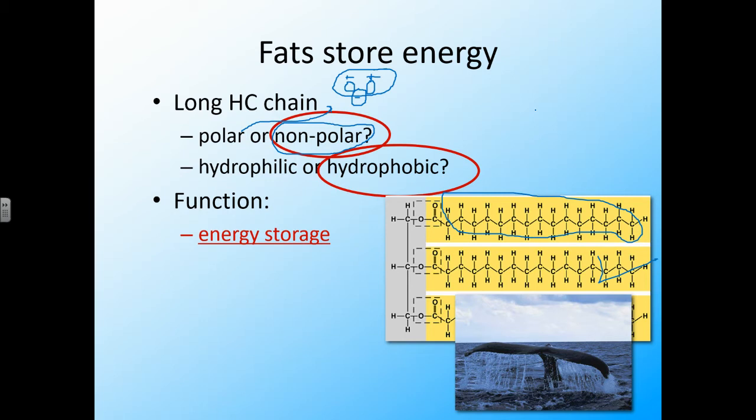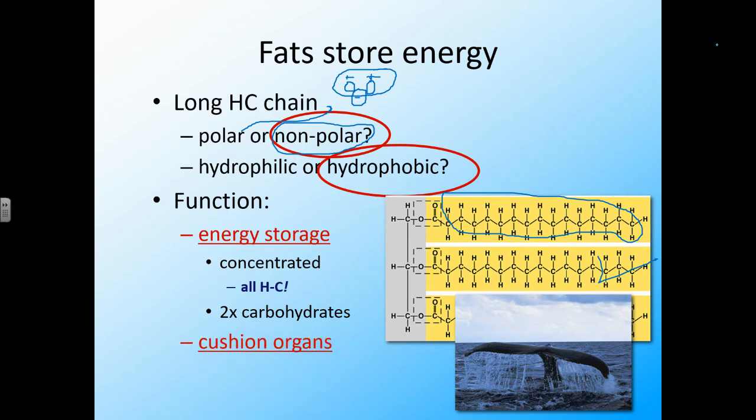Again, they function in energy storage. And that's because we have a very high concentration of those hydrogen and carbons making up that chain. They actually provide twice the amount of energy than carbohydrates do. They can cushion organs, so the organs within your body have a small layer of fat on them. And they can also insulate the body like we might see in animals found in the Arctic. Think about whale blubber.